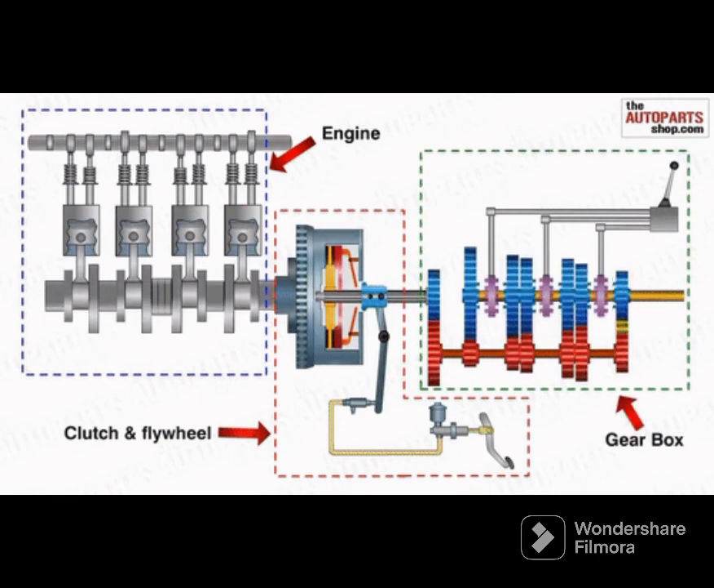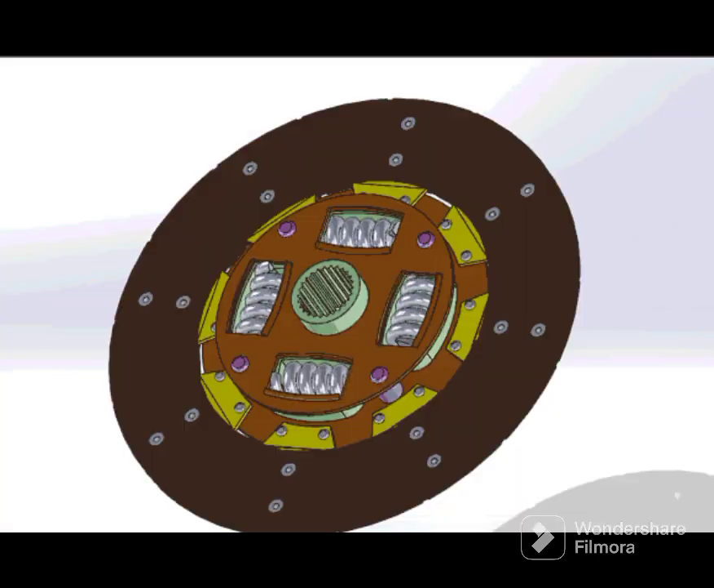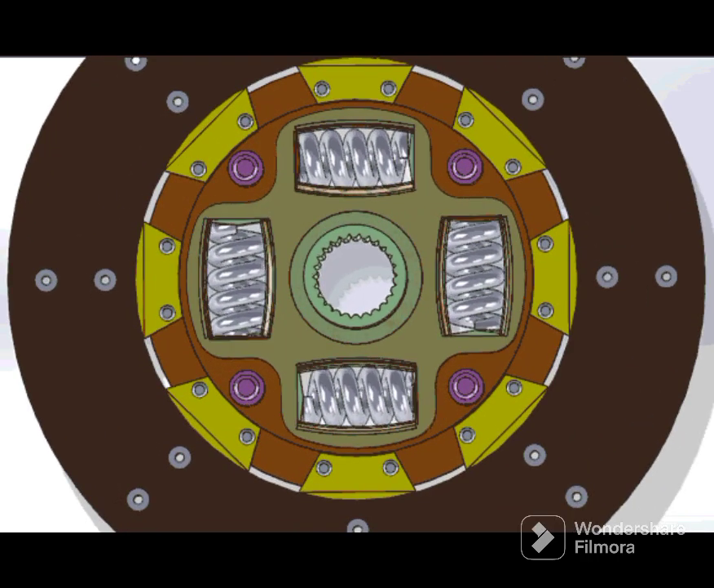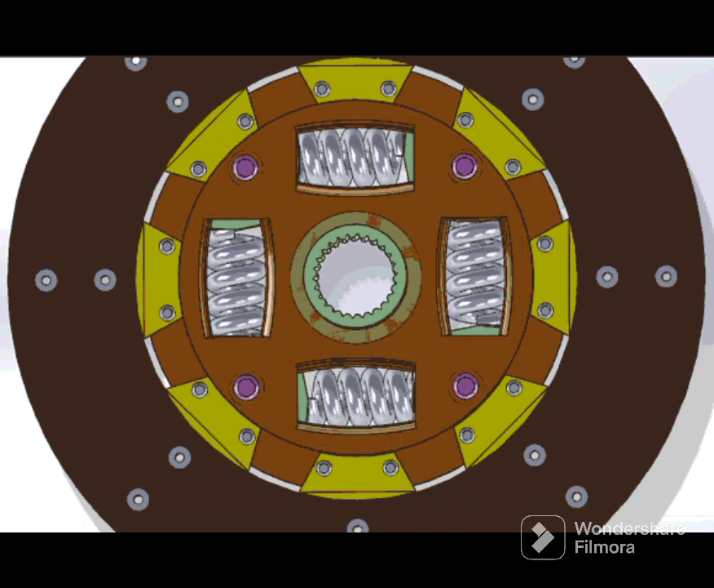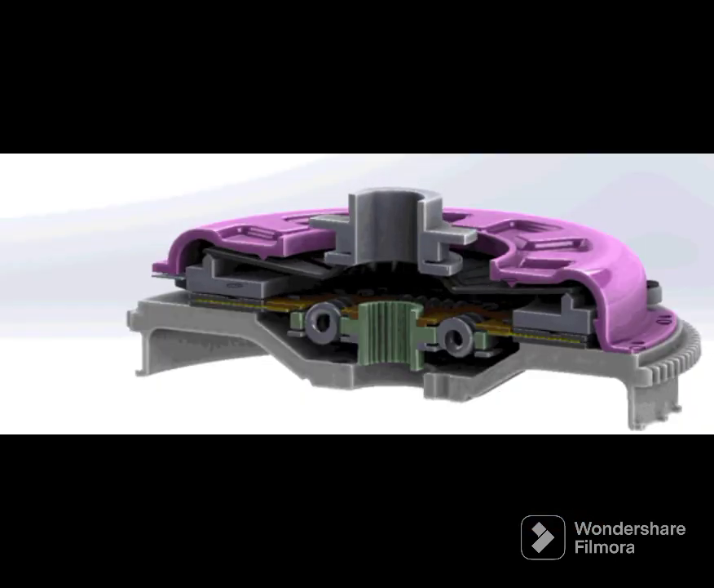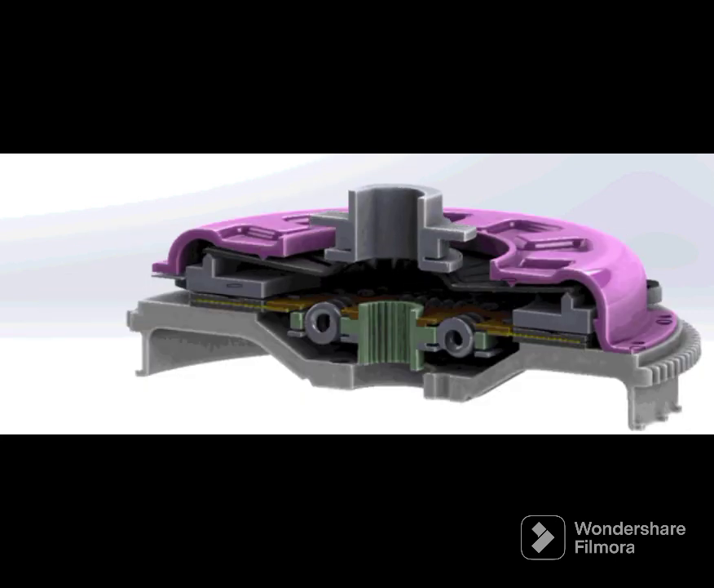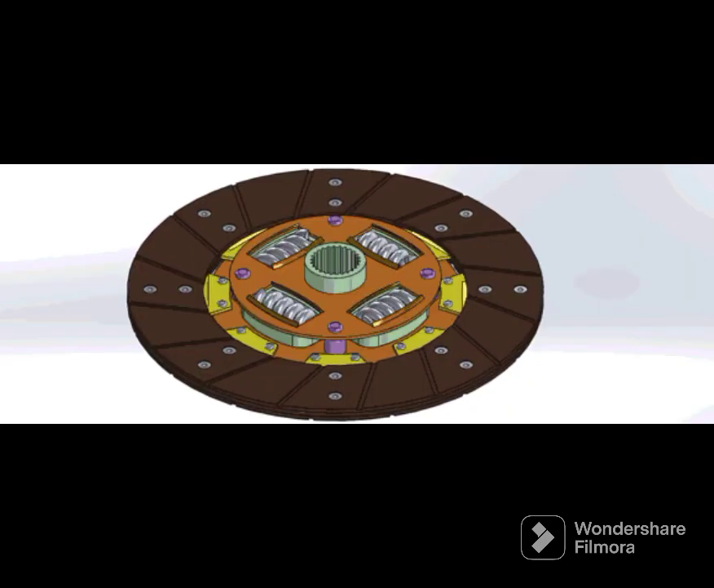A clutch typically consists of a friction material, such as a clutch disc, that is pressed against a flywheel or pressure plate using a clutch pedal or lever. When the friction material is engaged, the power is transmitted between the two shafts. When the clutch is disengaged, the friction material is separated from the flywheel or pressure plate, interrupting the power transmission.